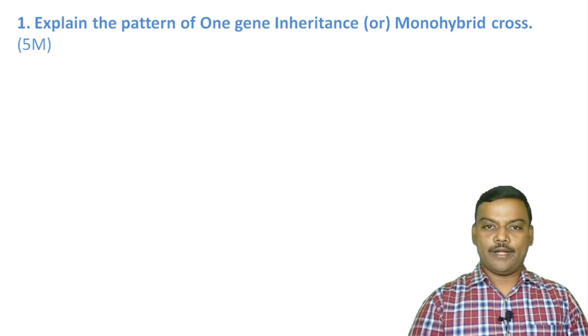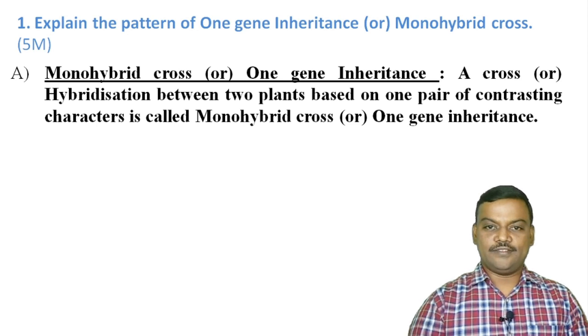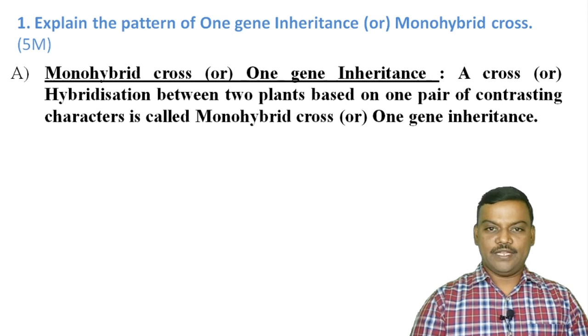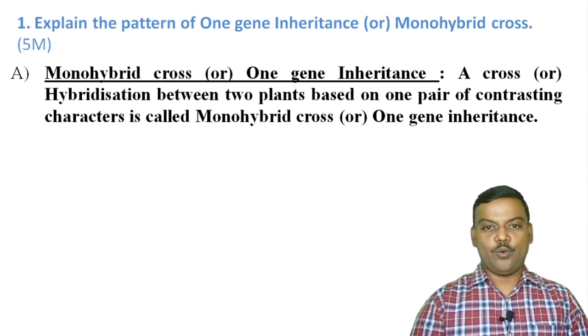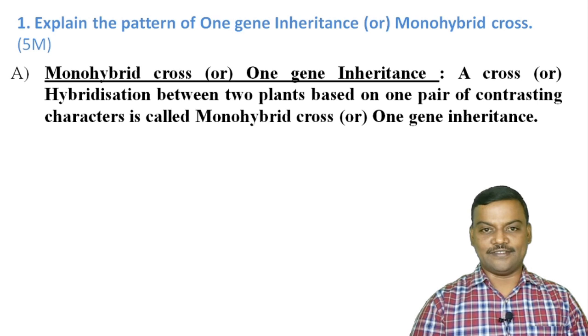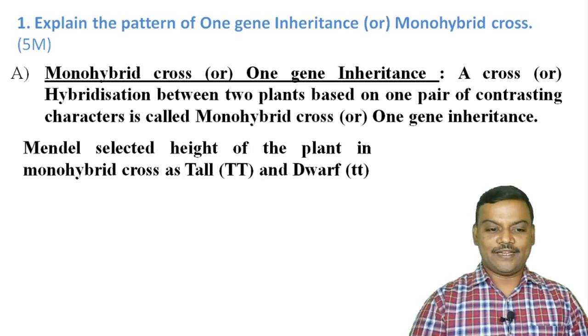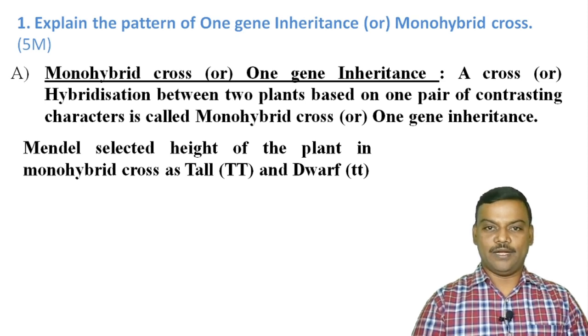Remember, monohybrid cross is also called one gene inheritance. For this, first we have to define what a monohybrid cross or one gene inheritance is. Monohybrid cross means a cross or hybridization between two plants based on one pair of contrasting characters. So Mendel selected the height of the plant in the monohybrid cross as tall, capital T, and dwarf, small t.